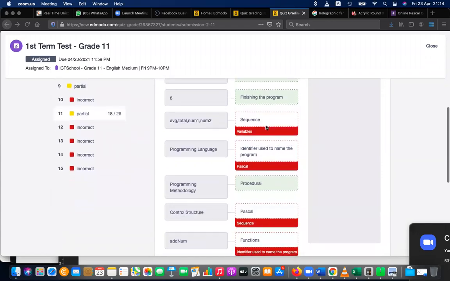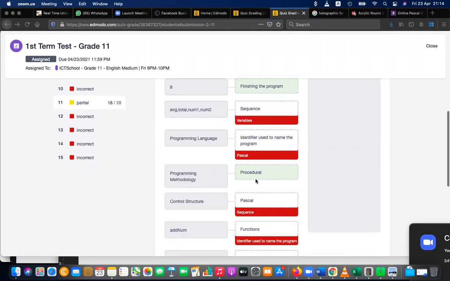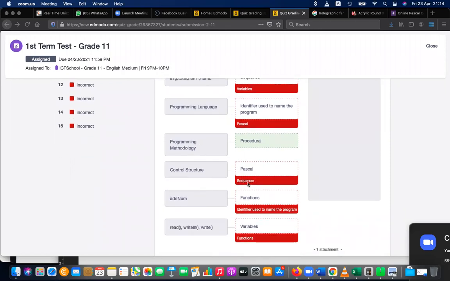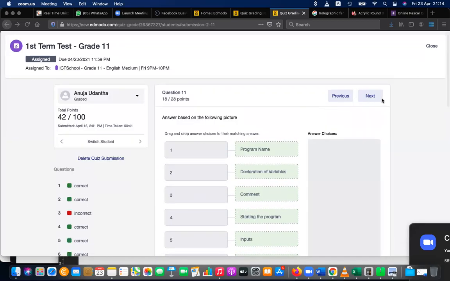These are variables. The programming language is Pascal. The programming methodology is procedural. The control structure is sequence. Adnum is the name of the program. And read, write, writeln are functions. Okay, so this is the question, and let's go to the next one.